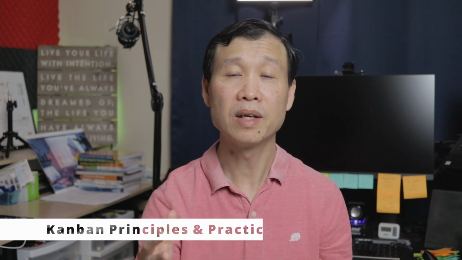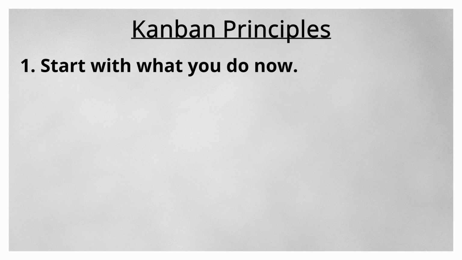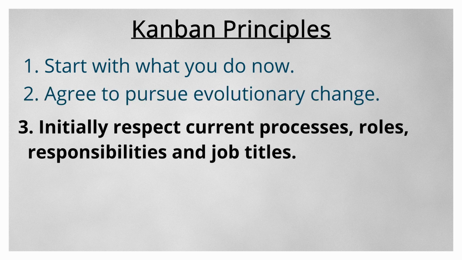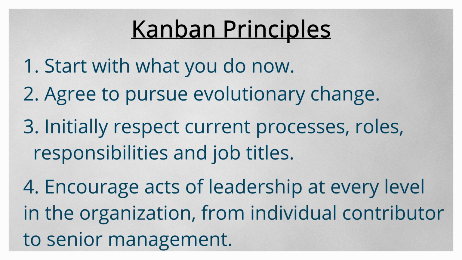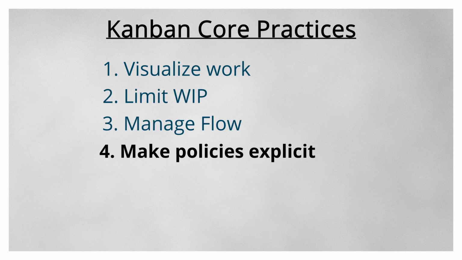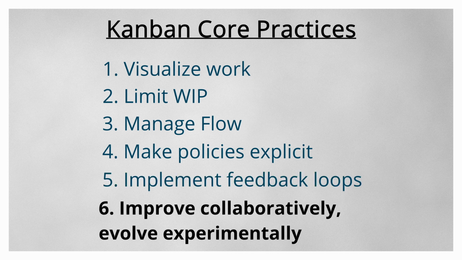So Kanban in general has 4 principles and 6 practices. The 4 principles are: start with what you do now, agree to pursue evolutionary change, initially respect current processes, roles, responsibilities, and job titles, and encourage acts of leadership at every level in the organization, from individual contributor to senior management. The 6 core practices are visualize work, limit work in progress, manage flow, make policies explicit, implement feedback loops, and improve collaboratively and evolve experimentally.